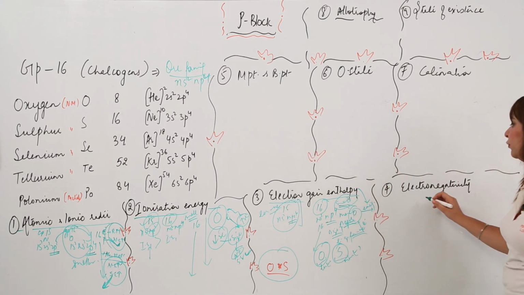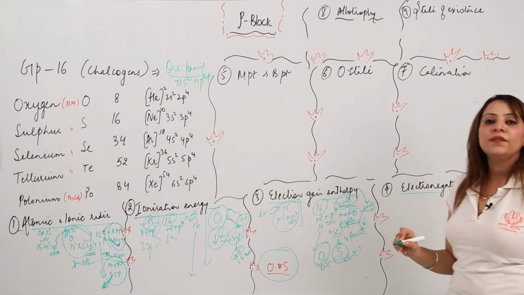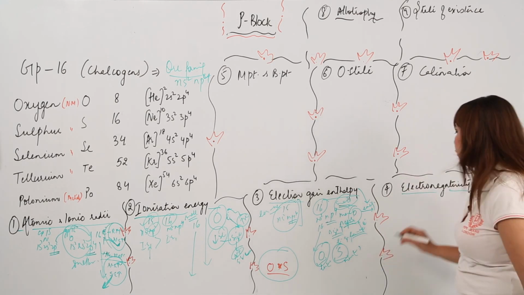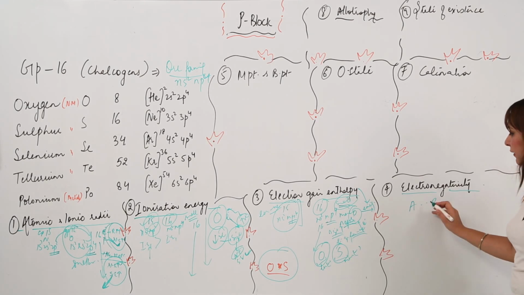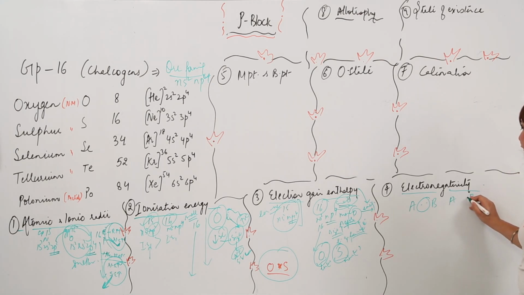The next property we are moving on to is electronegativity. What is electronegativity? It is the tendency of an atom to attract the shared pair of electrons towards itself. Suppose I have A and B and this is my shared pair. If their electronegativity is the same, this bond pair is going to remain in the middle. But if there exists a difference in the electronegativity, then the shared pair will move towards the atom which is more electronegative. Like in this case, I took B as more electronegative. So the shared pair, earlier it was in the middle, but because B is more electronegative, it gets displaced towards B.